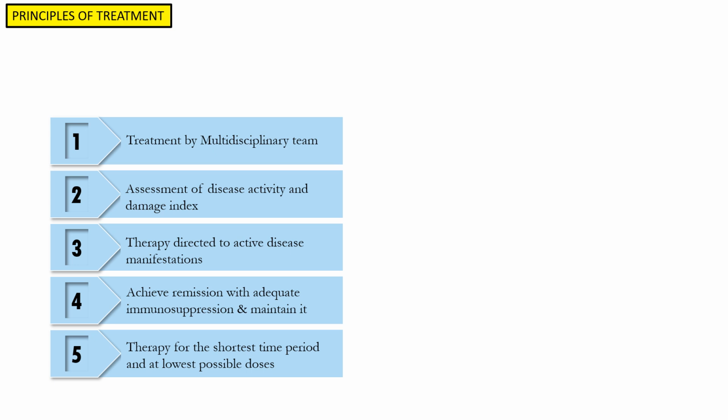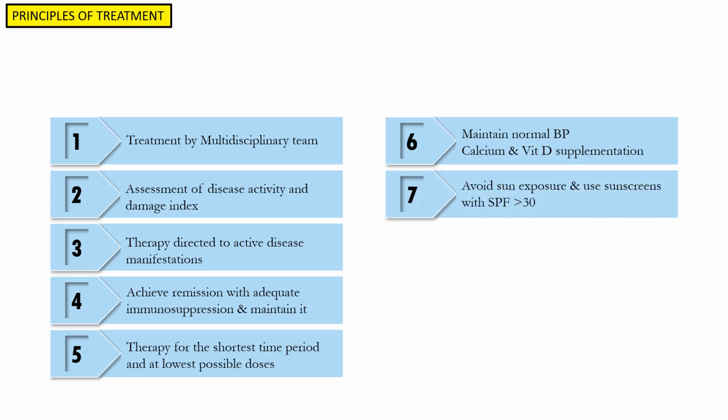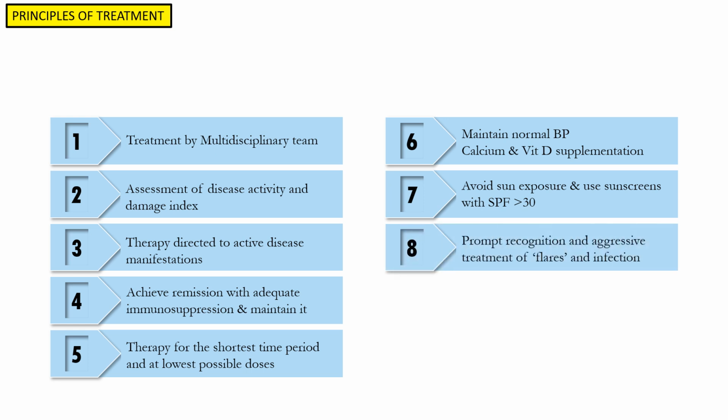Therapy for the shortest time period and at the lowest possible doses should be given to prevent the side effects of medications. Maintain normal BP and provide calcium and vitamin D supplementation, especially if the patient is on steroids. Avoid sun exposure and use sunscreens because skin is commonly involved in SLE, as you know, malar rash and other photosensitivity features, and the sunscreens used should preferably have a sun protection factor of more than 30.